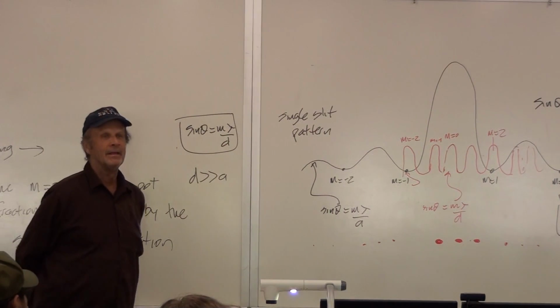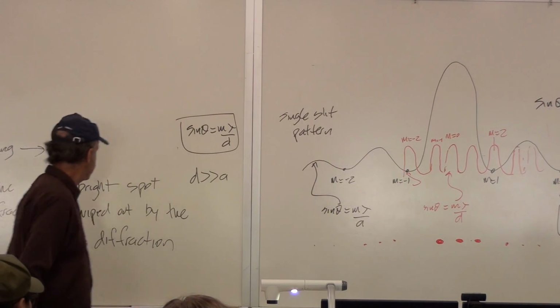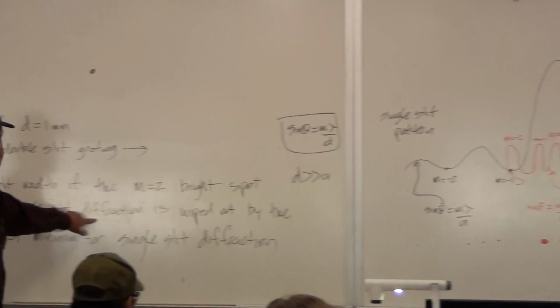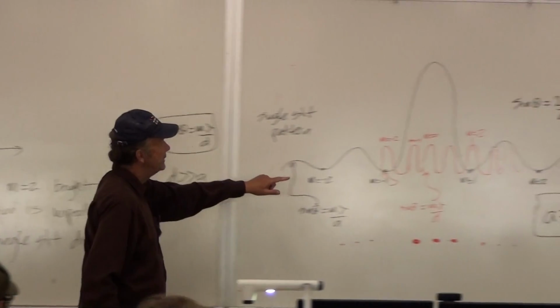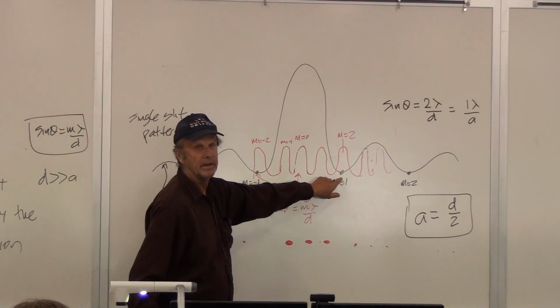Question? How exactly do you know that m equals 2 has to match up with m equals 1 of the two different ones? Because I wanted to wipe it out. So that's what's happening here. The m equals 2 is being wiped out by the m equals 1 dark spot.